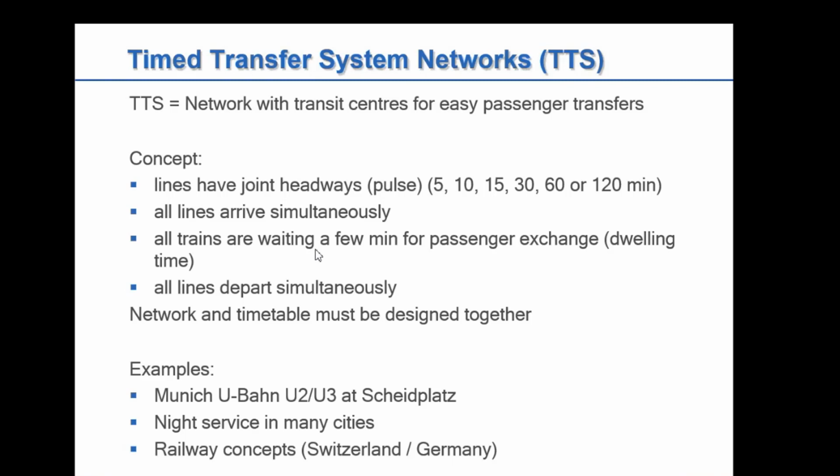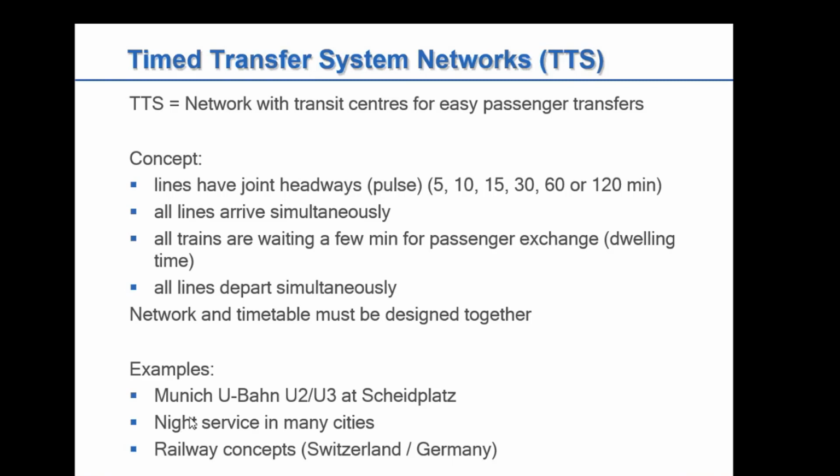Number one. Second, all lines should arrive at the same pulse line, at the same headway, at the same time. So for example, if you want to plan or design for the TTS, all the vehicles should arrive at 8:05. And if you are planning for a 10-minute headway, all lines from different locations should arrive at 8:10. All trains wait a few minutes for passenger exchange, like 1 to 2 minutes. Of course, we actually need that.